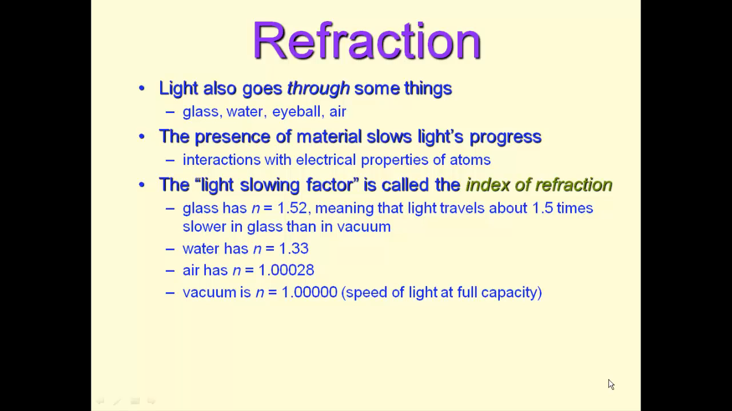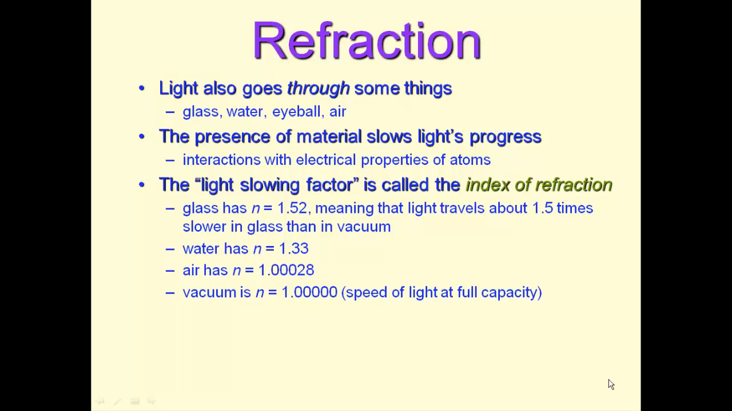Refraction is when light goes through something and it is going to be bent. The things it could go through would be like glass, water, your eye, air. The presence of atoms that are closer together than in a vacuum is going to slow down light's progress, and so the interactions are going to cause it to change direction. The light slowing factor is called the index of refraction. And here are some of the ones that we've been using in class: glass, water, air, and a vacuum.